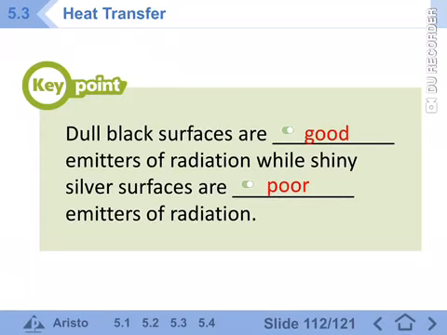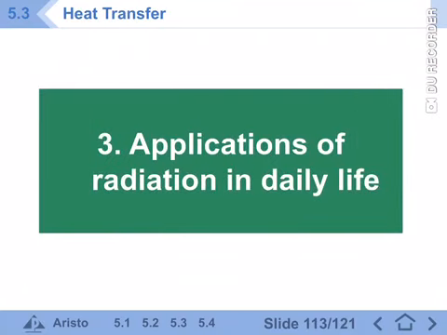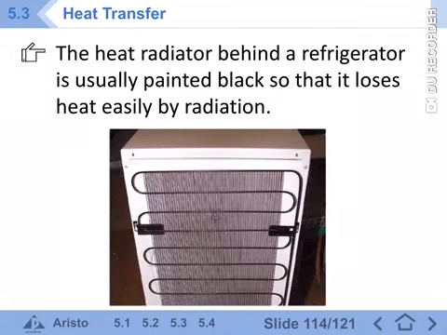Okay? So how do we apply it to our daily life? We look at the refrigerator for sure. If you take a look at your refrigerator, at the back of it actually have a lot of lines like that, and they usually print it black. That's the reason, because you want to give out more heat. You wouldn't put it under the sun. You want to cool down your refrigerator.